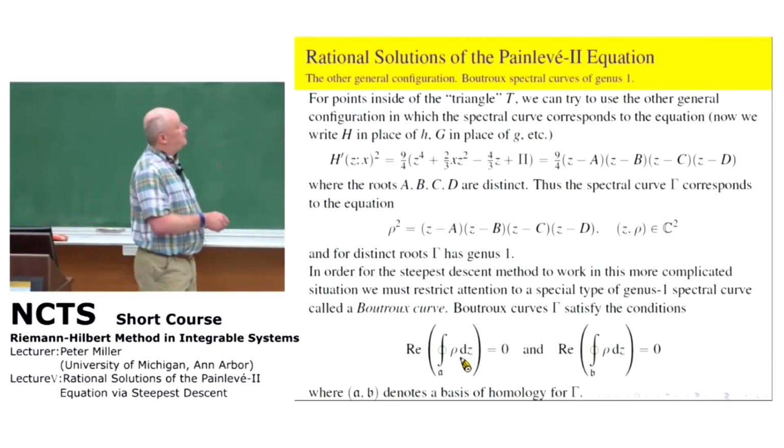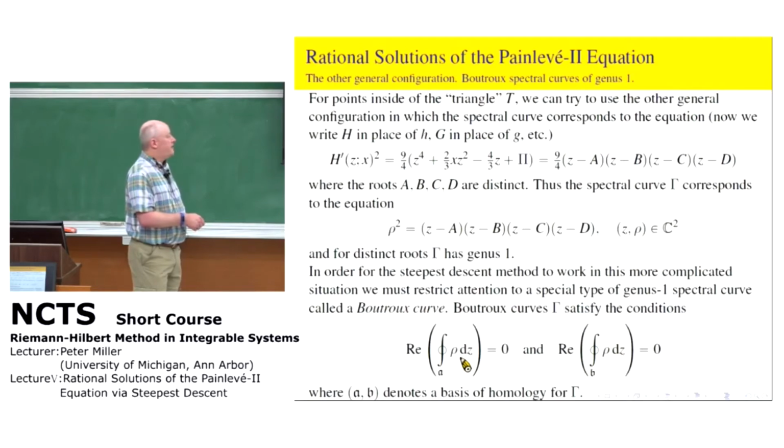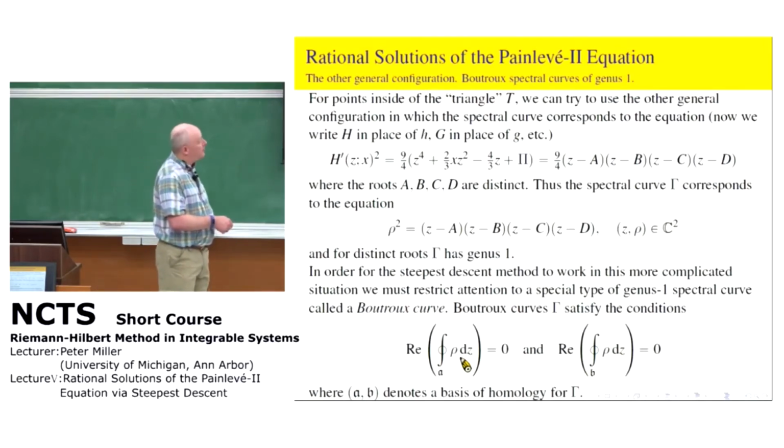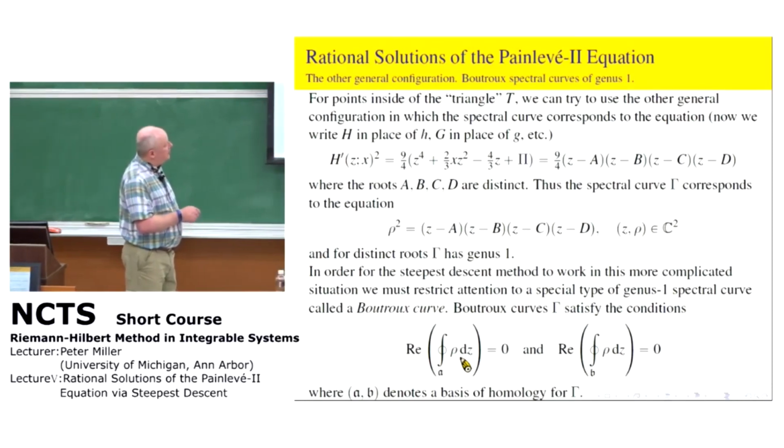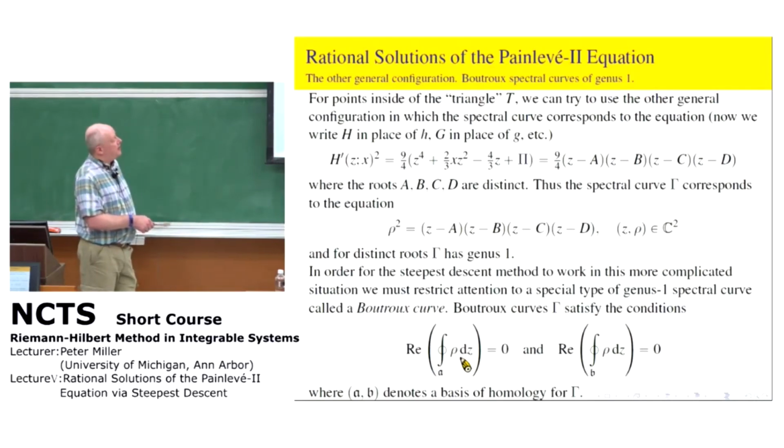So in order for the steepest descent method to work in this kind of more complicated situation, we have to restrict attention to a special type of spectral curve, of genus 1 spectral curve, and that special type is called a Boutroux curve. So Boutroux curves satisfy the additional conditions that if I have this genus 1 curve, there's a homology basis of 2 cycles, we'll call them A and B, 2 non-contractible independent closed loops on the Riemann surface. So we have to insist that the differential rho dz has got 0 real parts for its integrals on the basis AB of cycles.